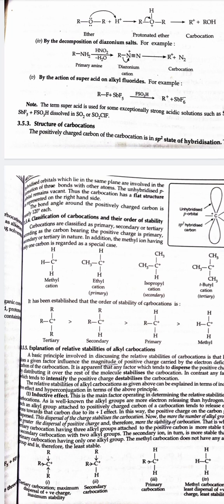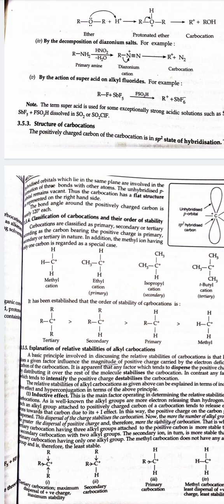Classification of carbocations and their order of stability. Carbocations are classified as primary, secondary or tertiary according as the carbon bearing the positive charge is primary, secondary or tertiary in nature. In addition, the methyl ion having only one carbon is regarded as a special case.